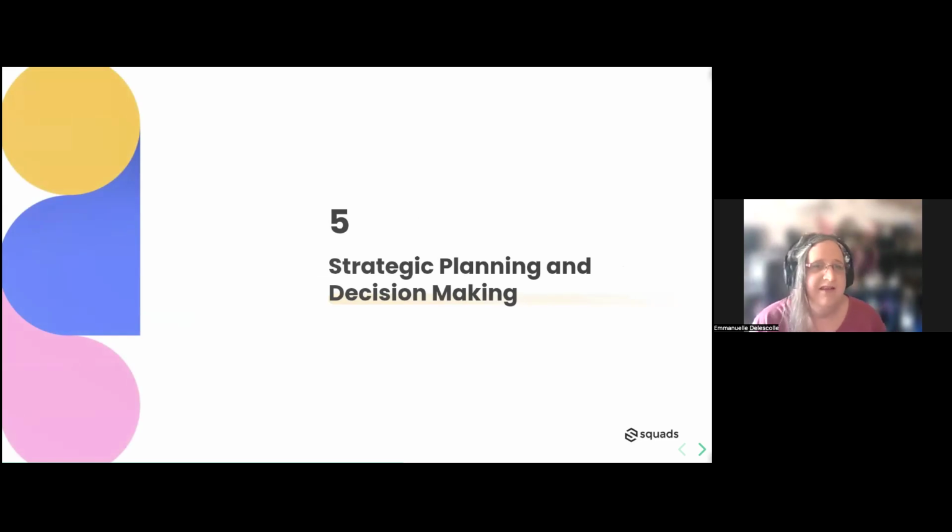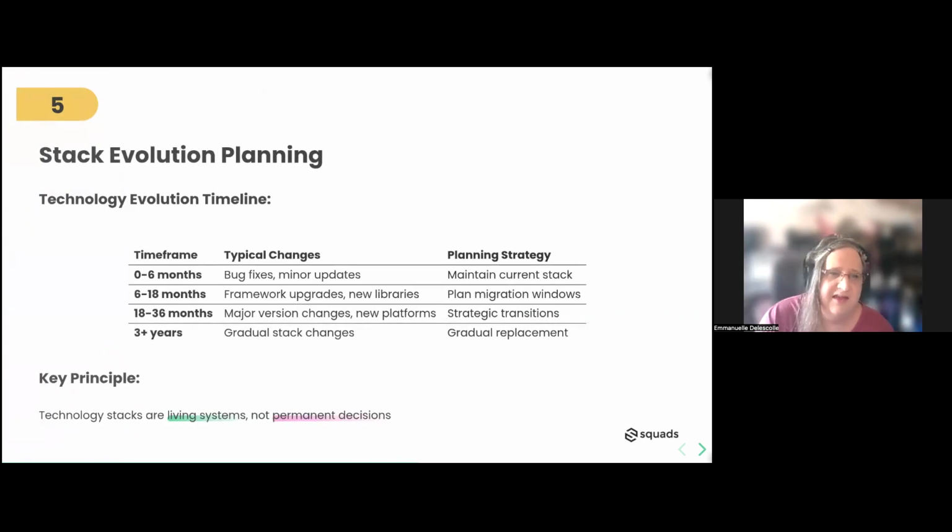So, next point, we're moving into strategic planning and decision making. We've been talking about scalability and how this is usually not something that you have to worry about when starting a new project. And here is a list of the things that you're most likely going to have to worry about in a certain time frame. The first few months, after really the initial release, you're just going to be mostly fixing bugs. And that is going to be easy.